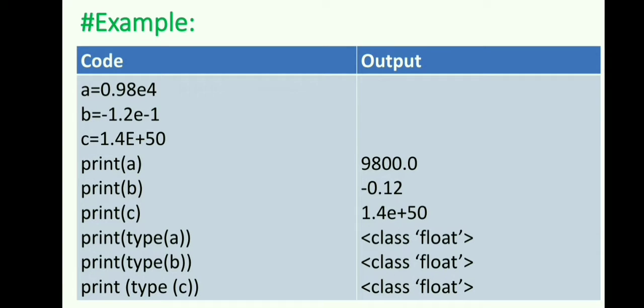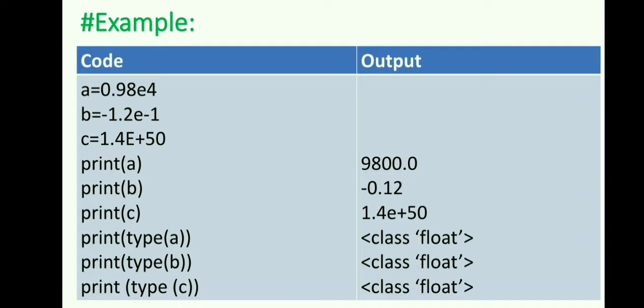Example. In this example, a floating point number in the exponential form 0.98e4 is assigned to the variable a. Similarly, a negative floating point number in the exponential form -1.2e-1 is assigned to the variable b. Here, the exponent is negative. In the next statement, a floating point number in the exponential form 1.4e+50 is assigned to the variable c. We can omit the plus sign because by default it is positive.